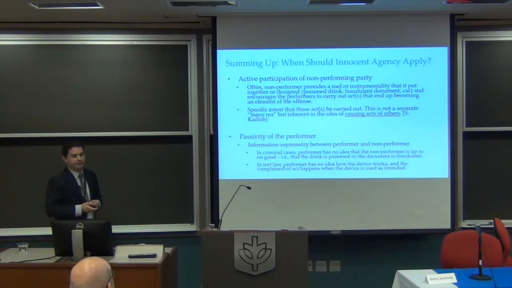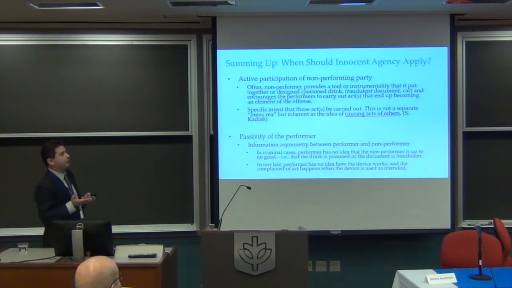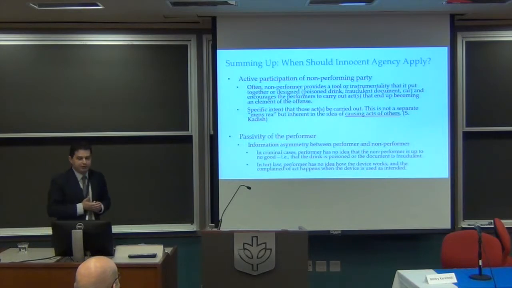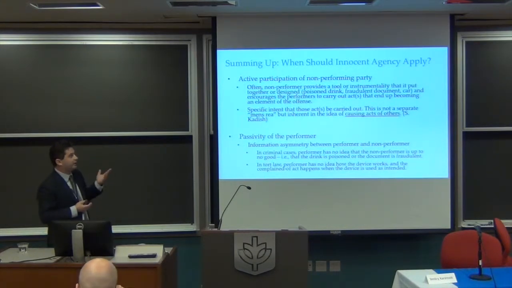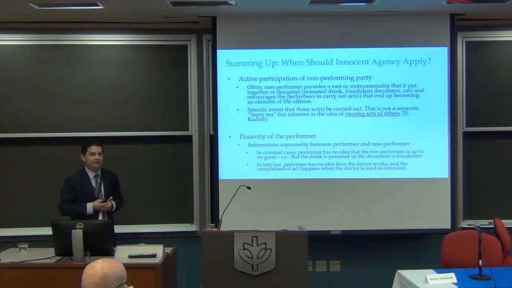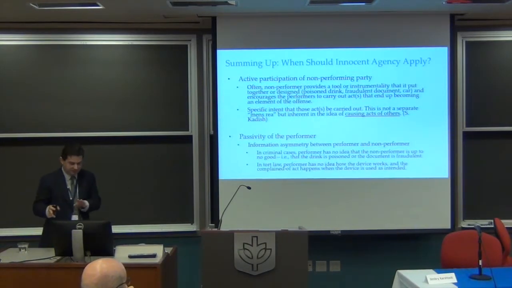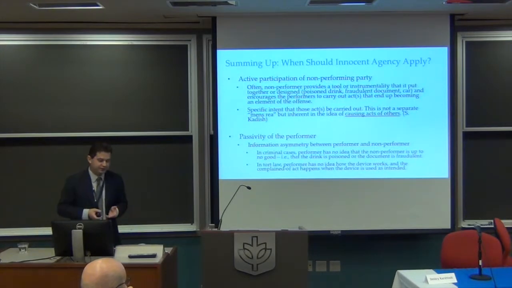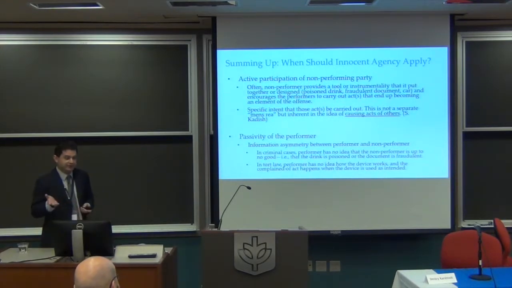So just to sum up the factors, when should innocent agency apply? You have active participation in a non-performing party. You provide a tool and instrumentality that put together a design, like a poison drink or fraudulent document or a car, that encourages the performers to carry out acts that end up becoming an element of the offense. You have to have specific intent, and that maybe explains why 271(b) doesn't have a mens rea, right? At least not stated in the statute, right? There's no separate mens rea. It's inherent in the idea of causing an act of another, right? You don't need to say willfully cause or intentionally cause. That's what it means to cause an act of another person, is to have intent that this act be carried out.